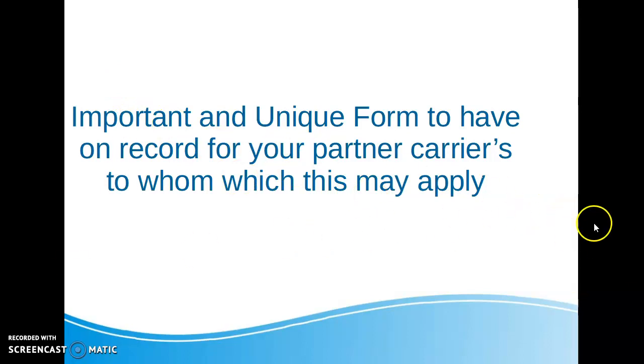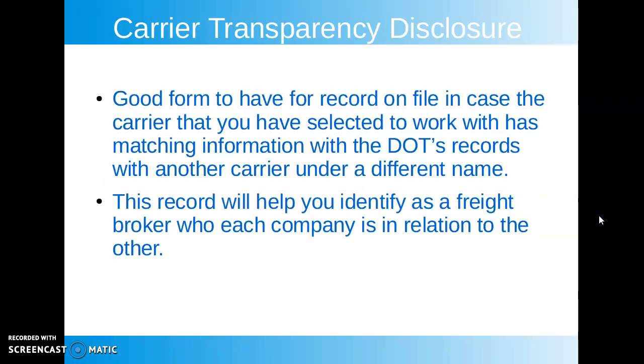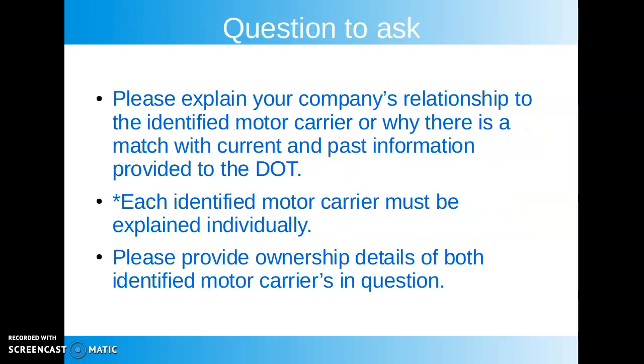And this is very important. So in essence, this shows you some carrier transparency, and it's a good form to have for records on file in case the carrier that you have selected to work with has matching information with the DOT's records with another carrier, potentially under a different name as well. So this record will help you identify as a freight broker who each company is in relation to the other.